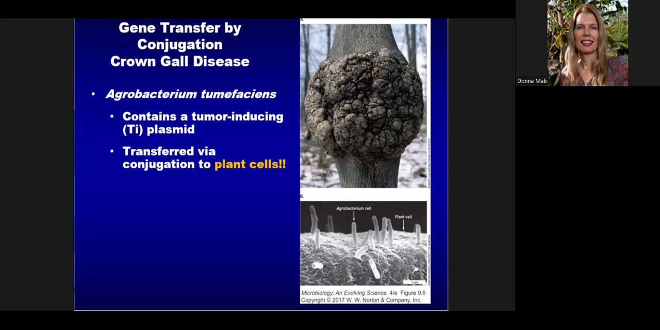Well, so this gall is caused by Agrobacterium tumefaciens. There are other plant galls that can be caused by fungi. Often they're tiny little galls that form on leaf surfaces. You'll see little bumps that look like tiny tumors.